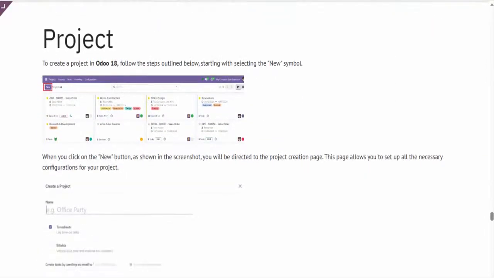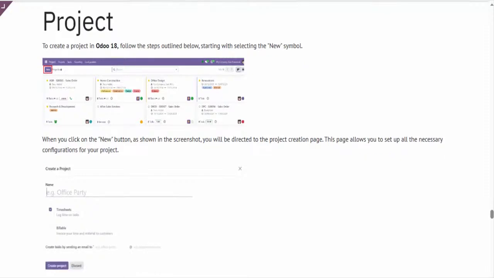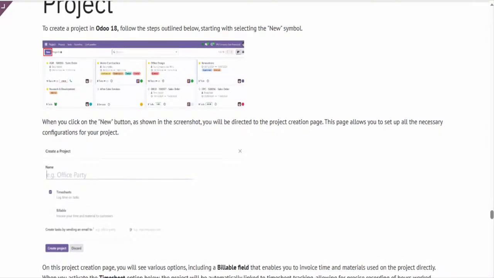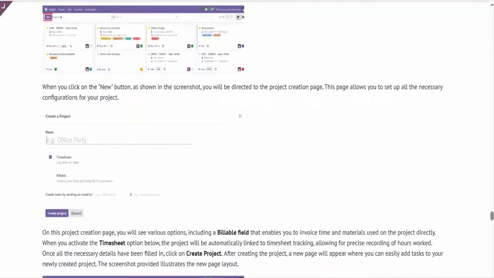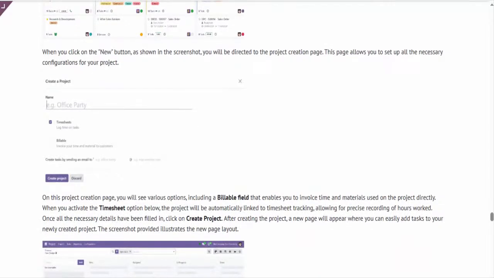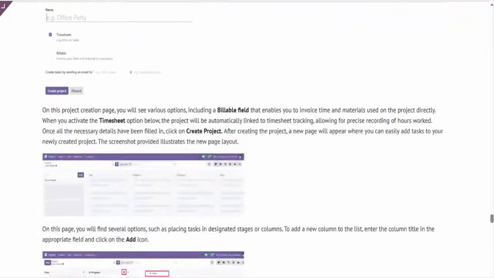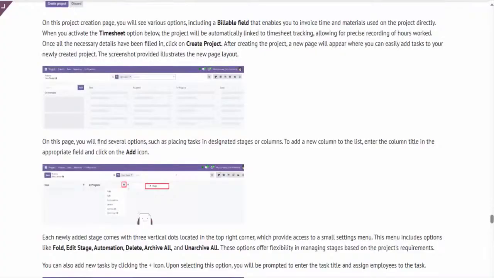Project. To create a project in Odoo 18, follow the steps outlined below, starting with selecting the New symbol. When you click on the New button, as shown in the screenshot, you will be directed to the project creation page. This page allows you to set up all the necessary configurations for your project. On this project creation page, you will see various options, including a billable field that enables you to invoice time and materials used on the project directly. When you activate the timesheet option below, the project will be automatically linked to timesheet tracking, allowing for precise recording of hours worked. Once all the necessary details have been filled in, click on Create Project.